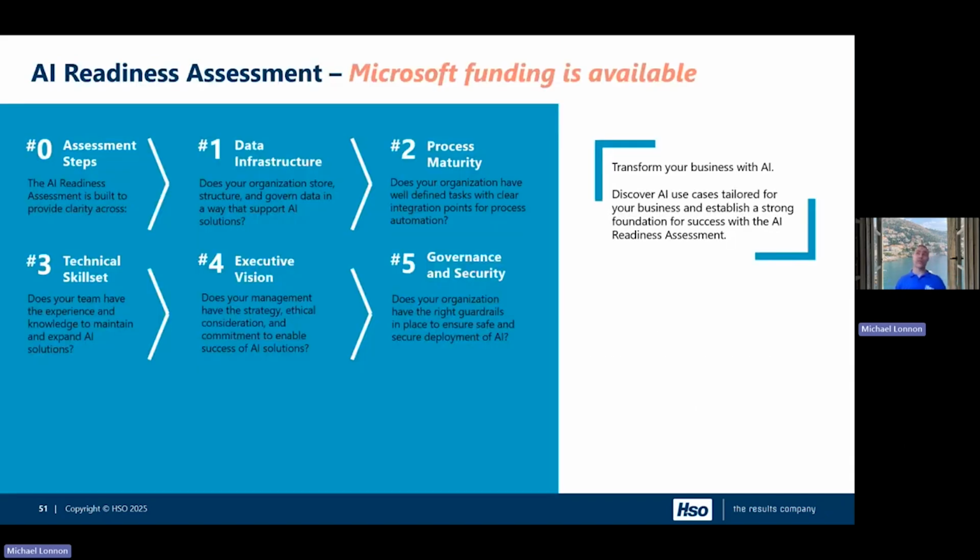This is just an example of an AI readiness type assessment. But the main thing here, as well as the process that we take you through, is the thing in orange at the top there: Microsoft funding is available. Now, as a top tier partner, which sounds really egotistical, and I apologize, it's not meant to sound like that, what it means is that we're able to tap into Microsoft funding.